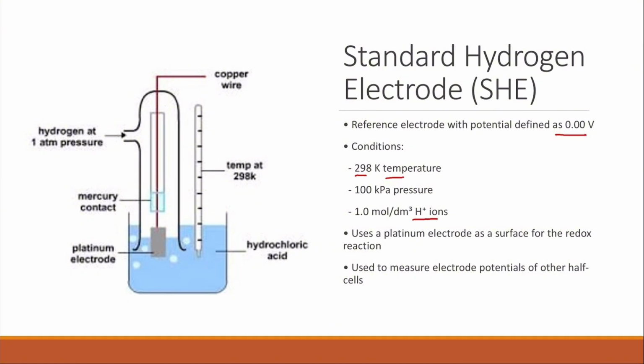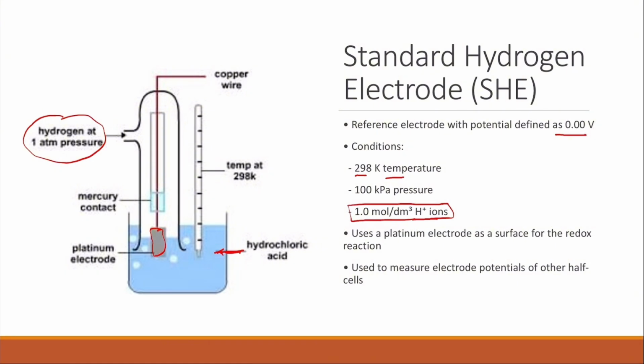hydrogen ion. The standard hydrogen electrode has the hydrogen as hydrogen gas, and it has hydrogen ion or hydrochloric acid as a source of hydrogen ion with that particular concentration as an electrolyte. And then we have the platinum electrode here, where the different reactions can take place or the electrons can move around.